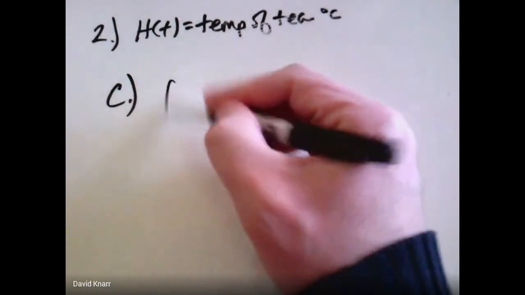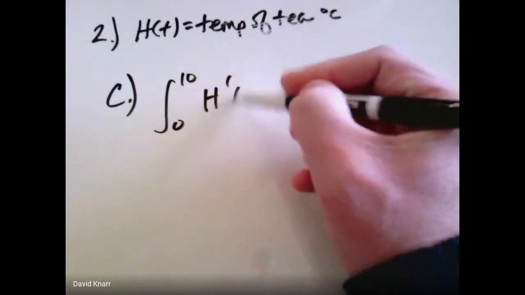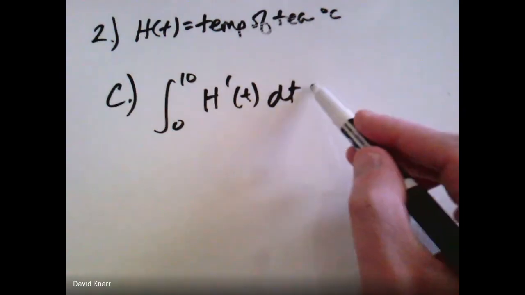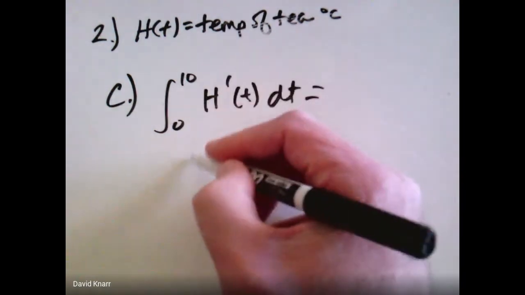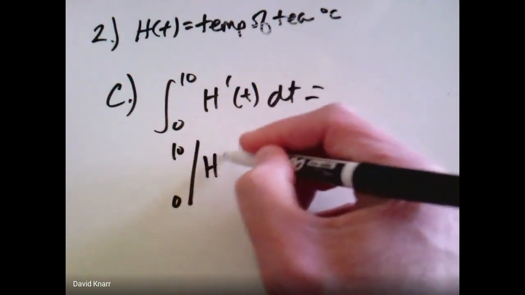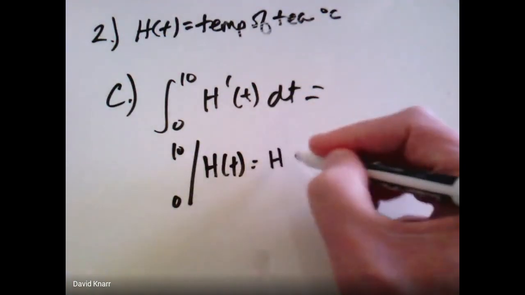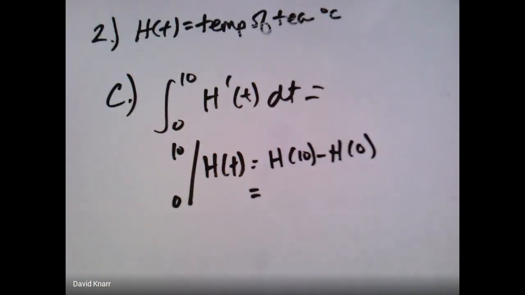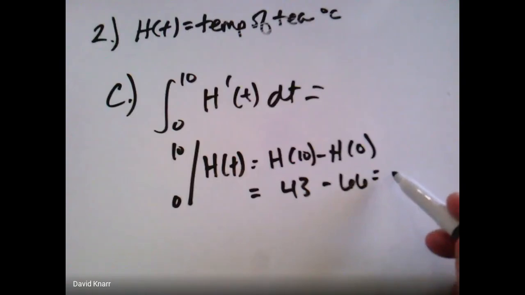So let me go back to letter C here real quick before we finish this up. It asks you to evaluate the integral from 0 to 10 of h prime of t dt, and using correct units, explain the meaning of the expression in the context of this problem. Well, we can do this pretty easily. The integral of h prime is just h of t from 0 to 10. I can evaluate that by doing h of 10 minus h of 0. So h of 10 is 43. H of 0 is 66. So that is a total of negative 23.